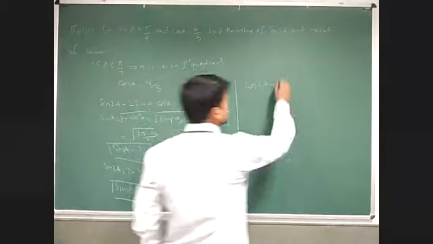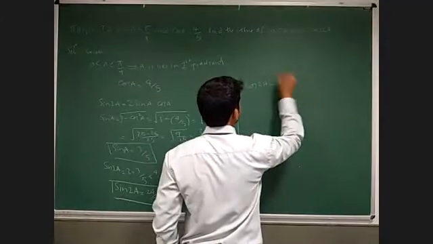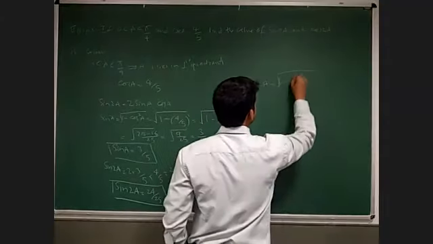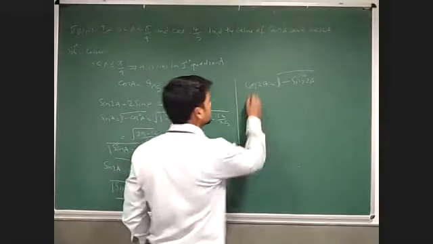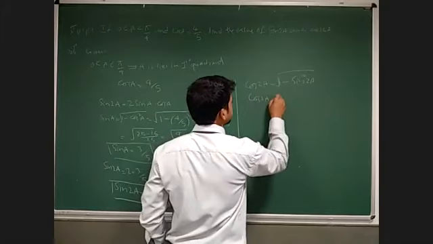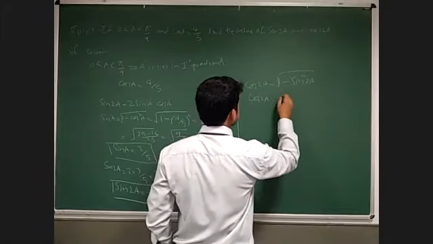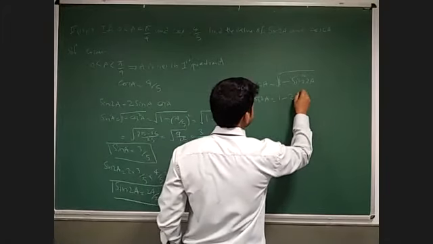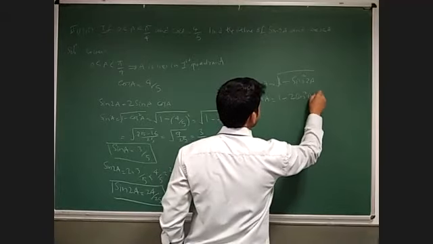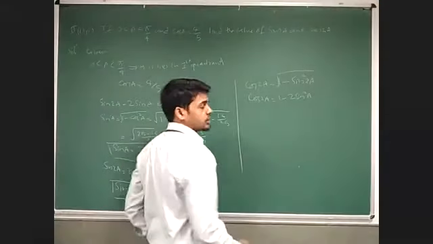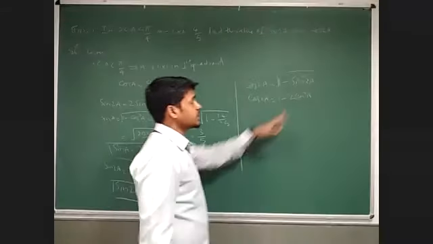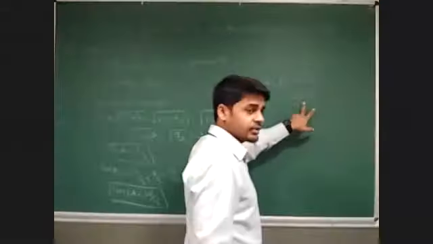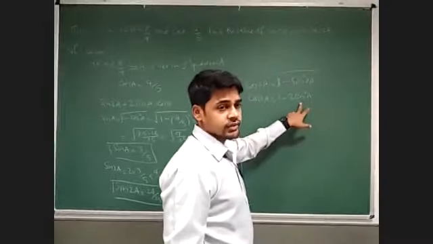Now you can find cos 2a either using this formula, or you can use cos 2a is equal to 1 minus 2 sin square a. You can use any formula for cos 2a, because you have the value of sin 2a and sin a as well. Put in any value and you can find cos 2a.